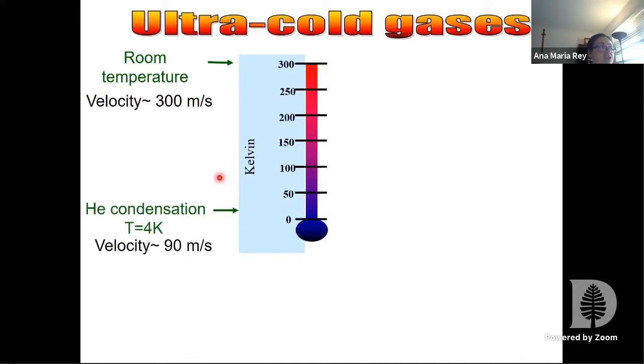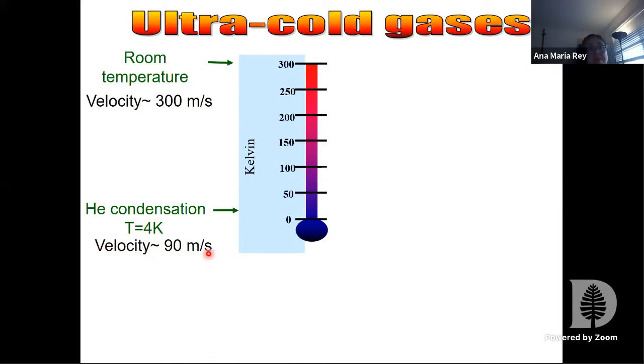And if I do a comparison of this temperature, that is a few kelvins, with, for example, the temperature at which helium condenses, that is also of the order of a few kelvins, 4 kelvins, we realize that at this temperature, still the atoms are moving at a velocity of 19 meters per second, too fast.